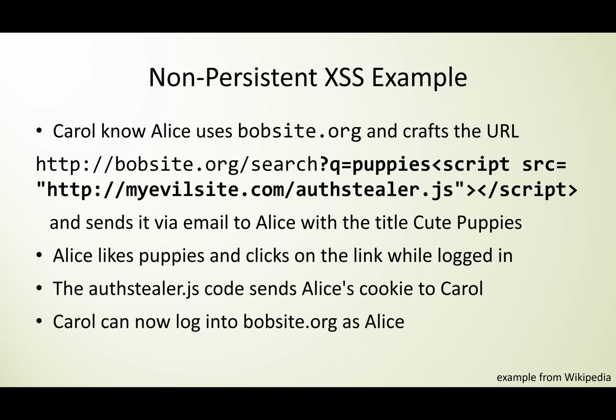Okay, so Alice likes to use the Bob website, bobsite.org, and Carol knows that. And so she creates this link, and you can see it calls the Bob site with a search, and it's got a query for puppies. That's how you might send a query with puppies. You send a query to the search site, and it's going to look up stuff for puppies, knowing that Alice likes puppies.